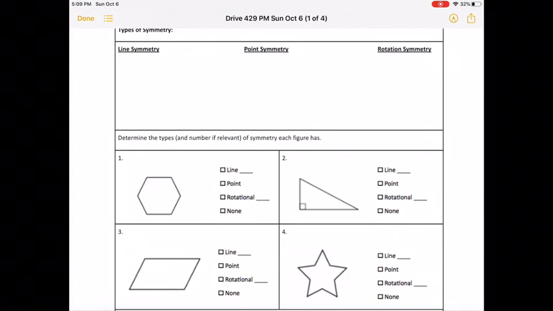Also be checking with Miss Bowles if you want to check your homework. She should have those keys for you, just like I did before. So if you're not sure if you have something right, wanting to check, please check with her, okay?